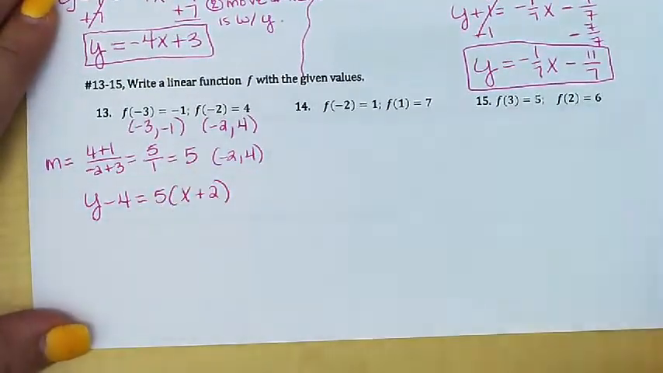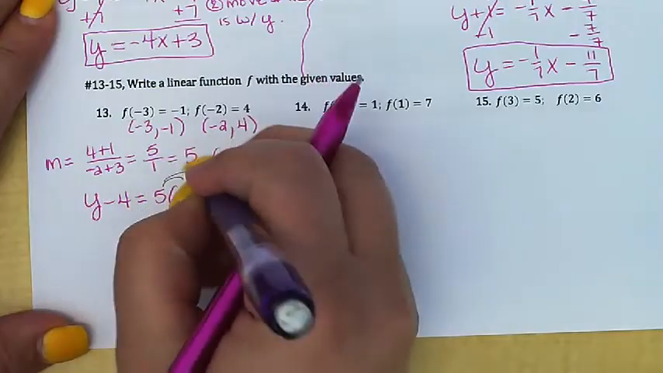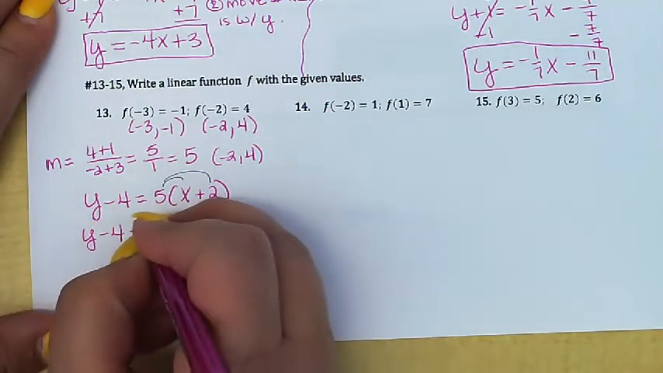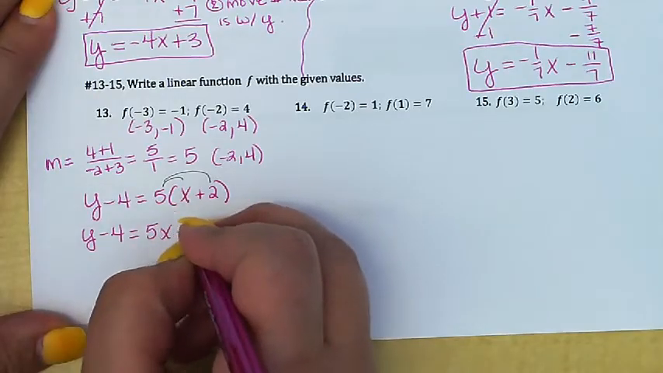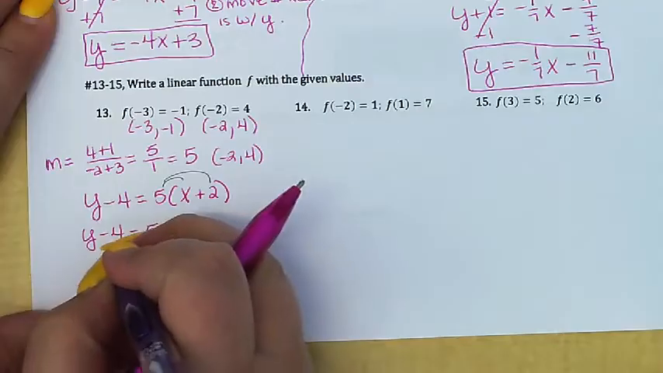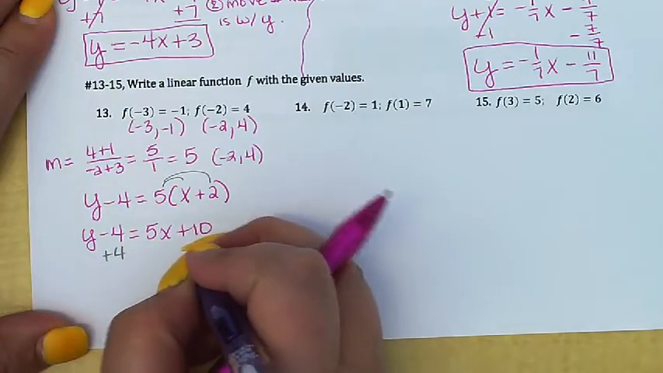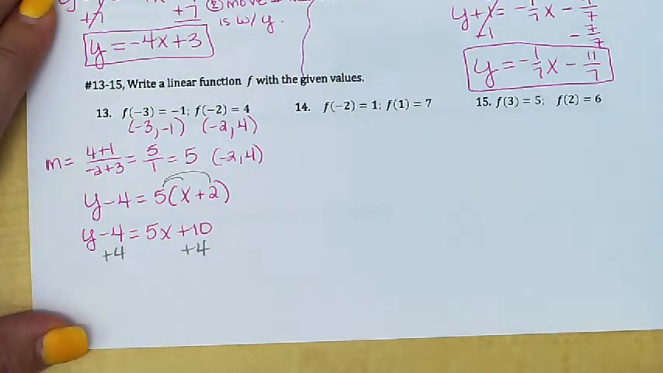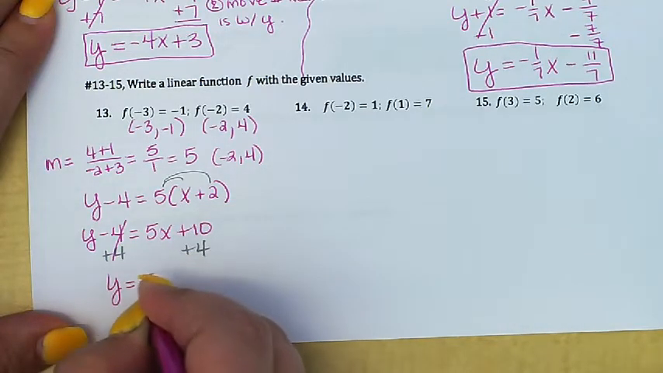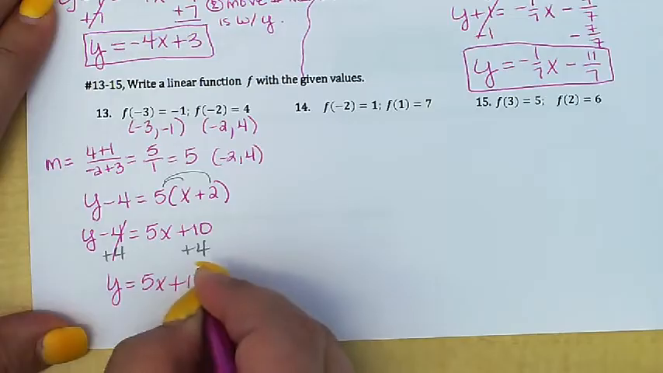Movement number 1, distribute the 5. All right. So we're going to come in here and distribute the 5. That gives me 5x plus 10. Okay, movement number 2 is move the number that is with y over to the right. And that cancels, and I get y equals 5x plus 14, right?